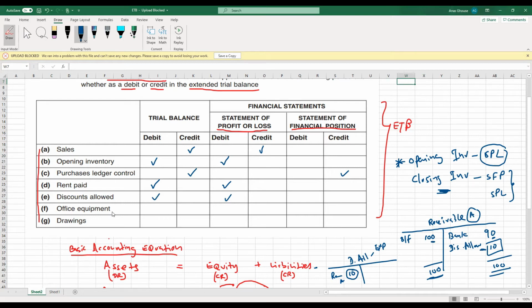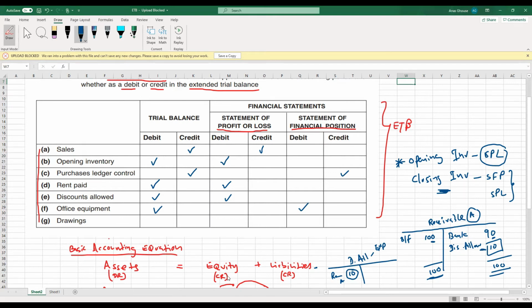Then office equipment is an asset, right? Asset should be on the debit side. Then that will be reflected in the statement of financial position, because assets, equities, and liabilities should be in the financial position. Drawings. So drawings is a reduction of capital.